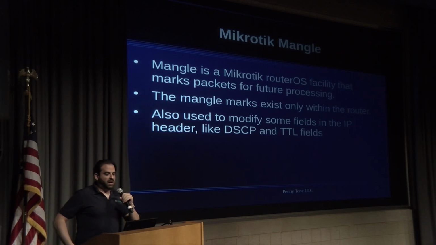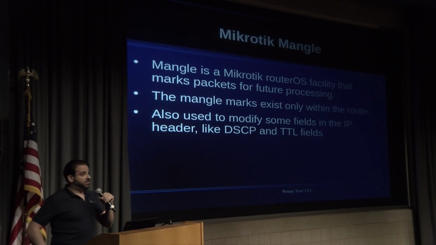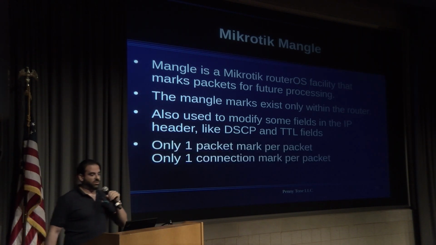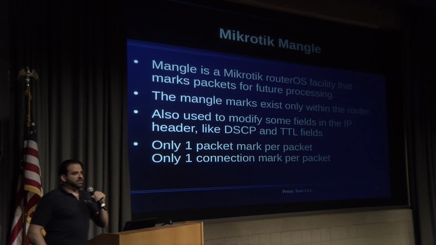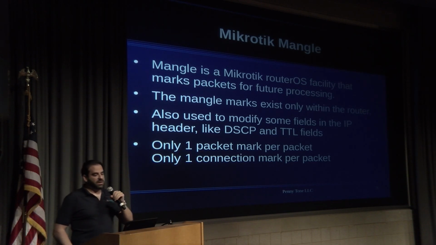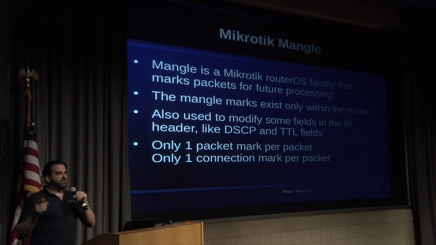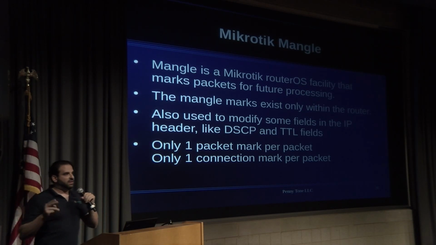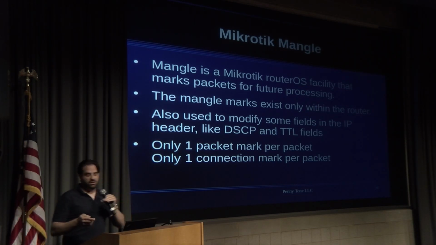It's also used to modify some fields in the IP header like DSCP and TTL. We're going to talk about DSCP a little later because that's important. Another thing to keep in mind about mangling is that you only get one packet mark and one connection mark per packet, and that still is enough to do everything we need to do.